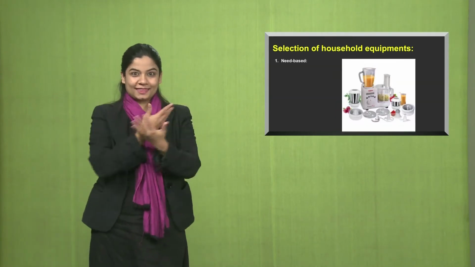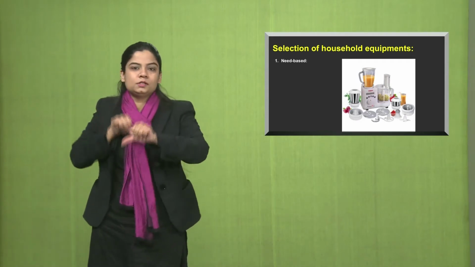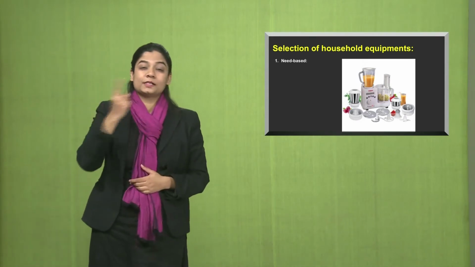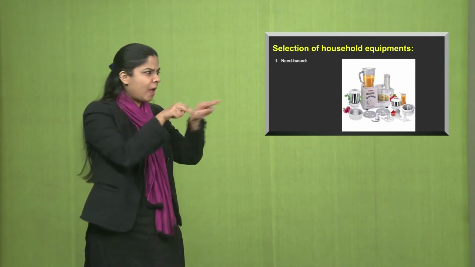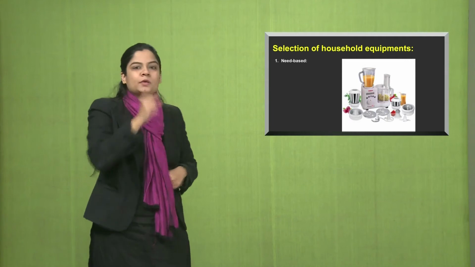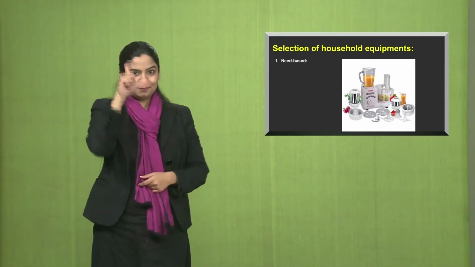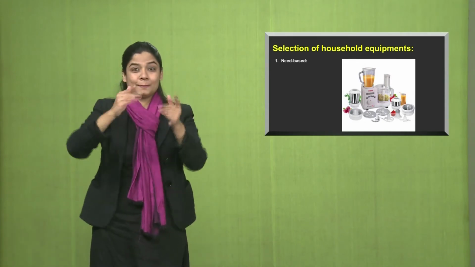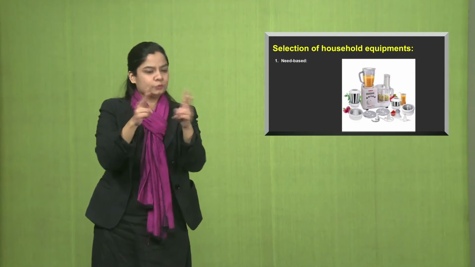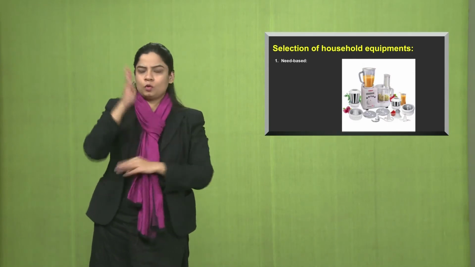Now let's discuss how we can select household items. What is the process of selection? First, the most important thing is need based. We know that there is an urgent need of something in the family, then we go and buy it. For example, as you can see in the picture, there is a mixer grinder. All mixer grinders are not the same. Some are big, some are small, etc. There are some like food processors.